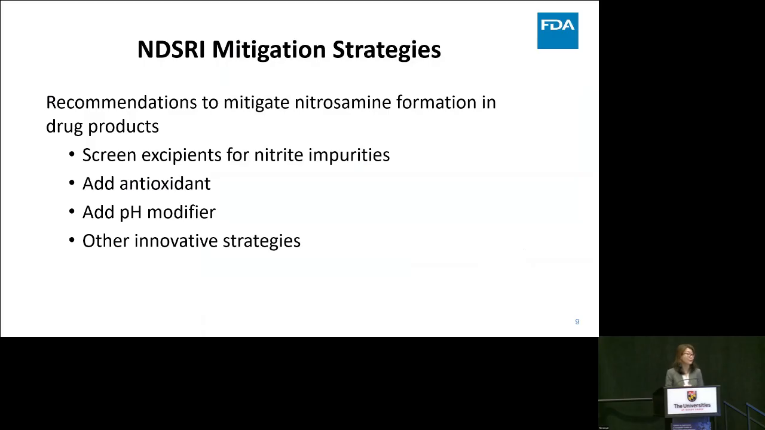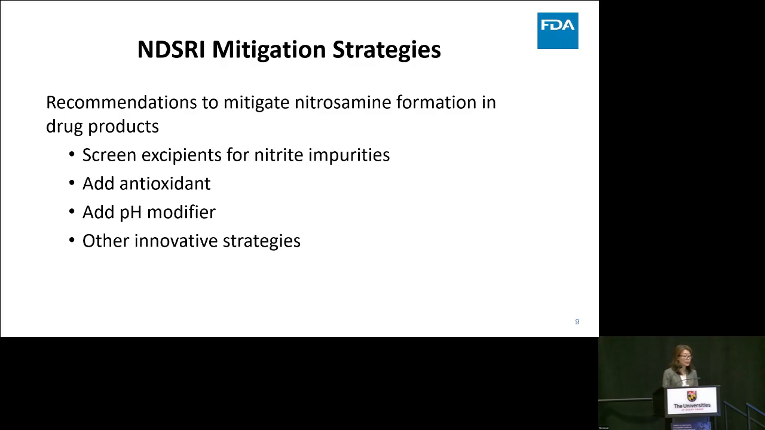Oh, thank you, Sue, for the information about the new recommendations in the FDA nitrosamine guidance. So next, I'm going to give the information about the NDSRI mitigation strategies and FDA's recommendation on the reformulated drug product. So FDA's recommendation for the NDSRI mitigation strategy includes the following. The first one is to screen the excipients using the supplier's qualification program for the potential nitrite impurities across different excipient suppliers and excipient lots.